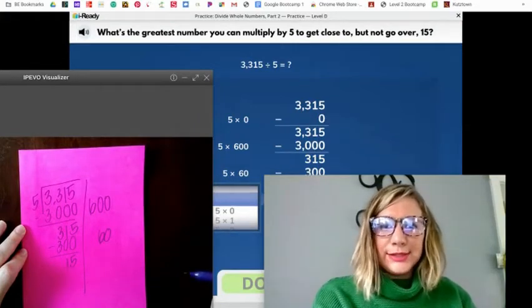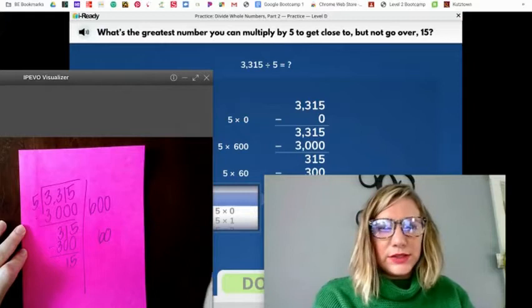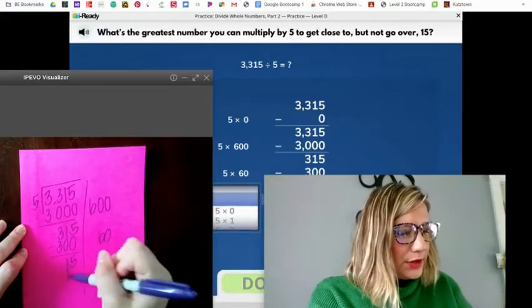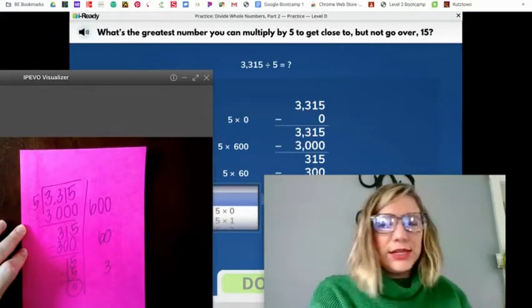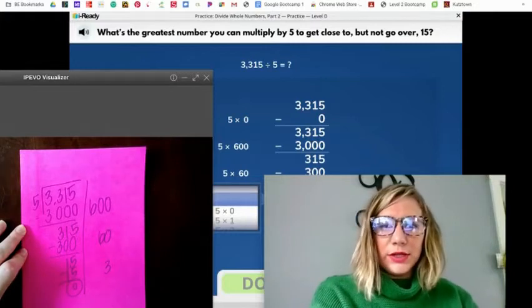Okay, fourth grade, last step. 5 times what is going to give us 15? Well, we know that 5 times 3 is 15 to get us to that 0 as our magic number.